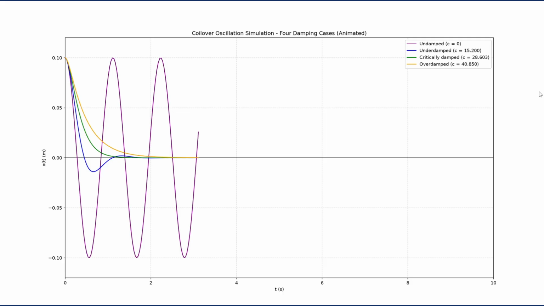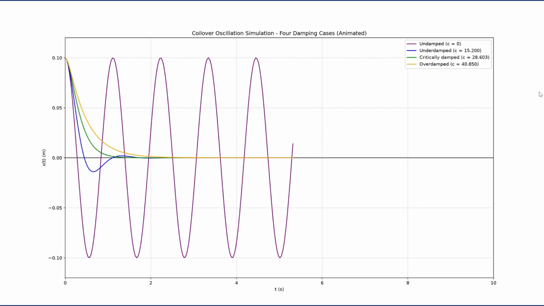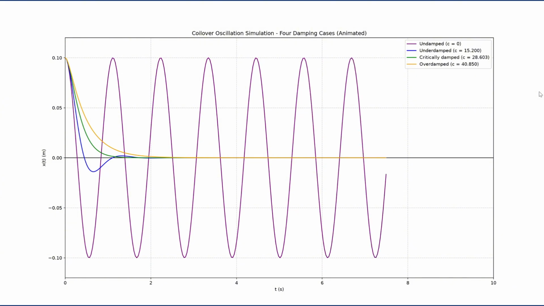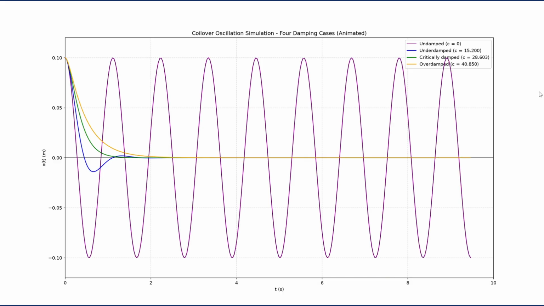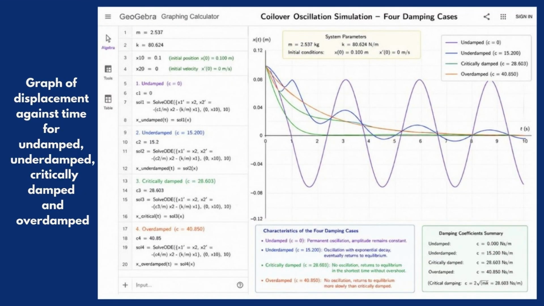The purple graph is the undamped case where c equals 0. It oscillates forever because there is no damping. The blue graph is the underdamped case where c equals 15.200. It still oscillates, but the amplitude gradually decreases until it reaches equilibrium. The green graph is the critically damped case where c equals 28.603. It returns to equilibrium the fastest without oscillating.